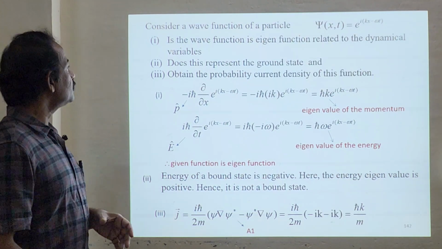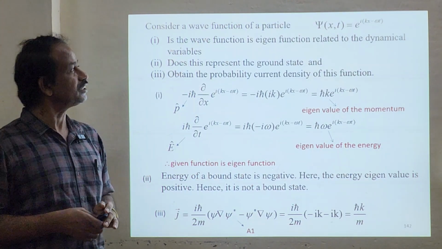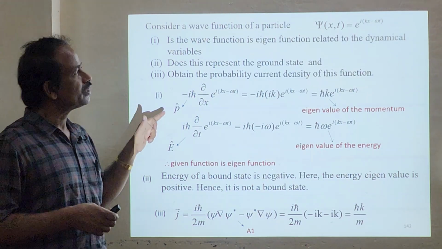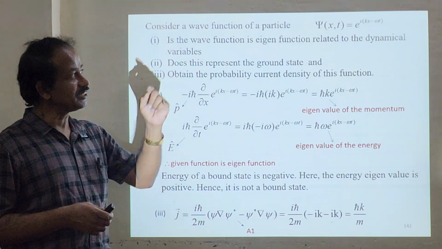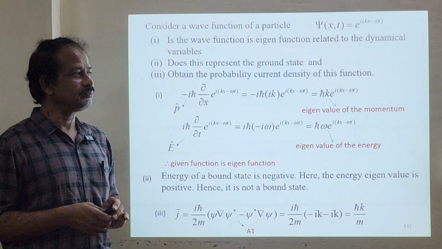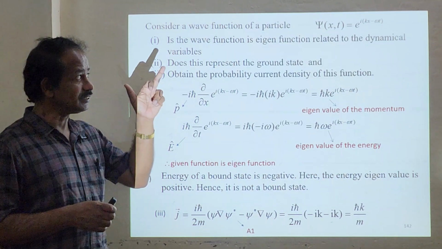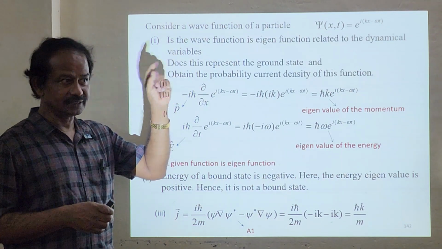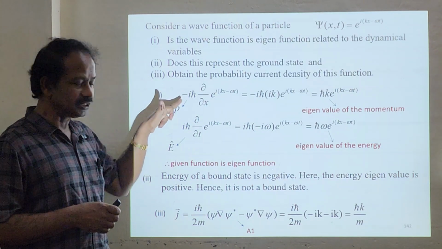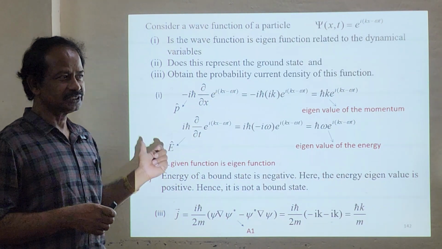Okay, so first we are going to prove this one: is the wave function an eigenfunction related to the dynamical variables? First, what are the dynamical variables from this expression e power i(kx minus omega t)? We can have dynamical variables. One is position x. Another one is momentum p, which we can get using this relation. And another one is the energy, which we can get using this expression.